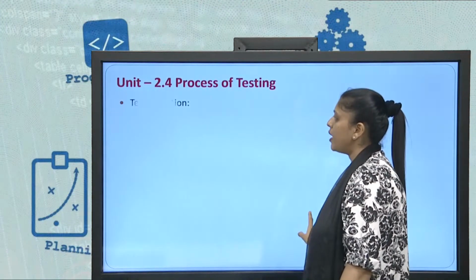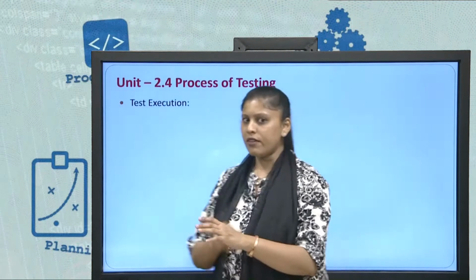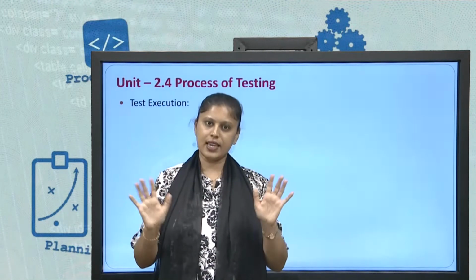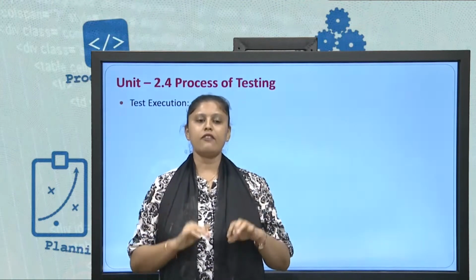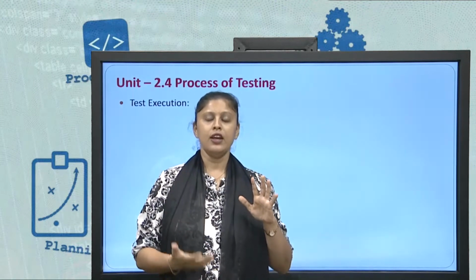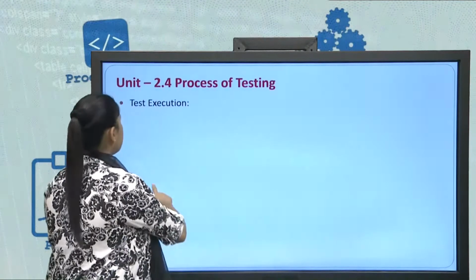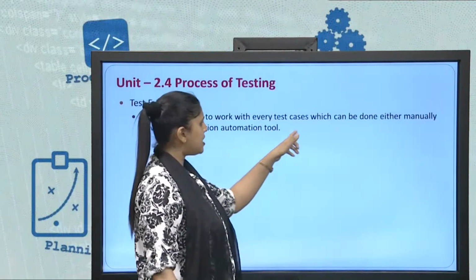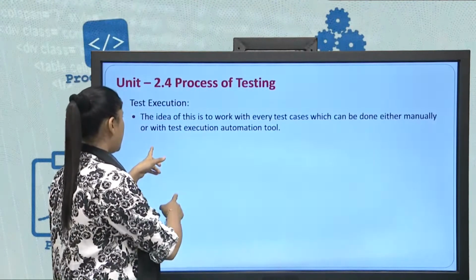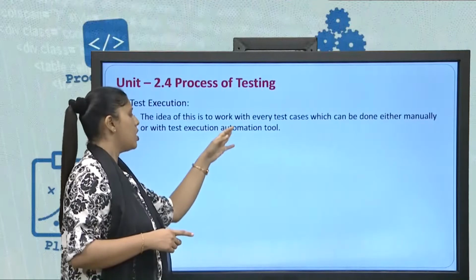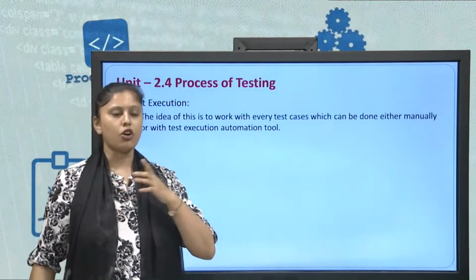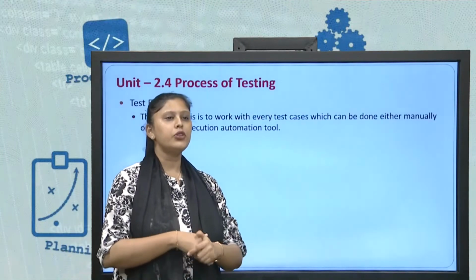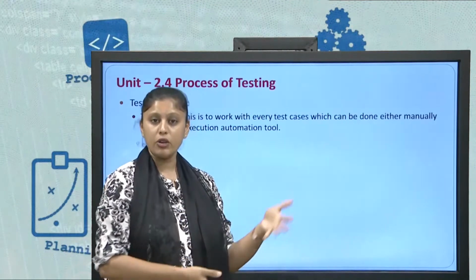Then next is my test execution. Now we have already planned, we already have a specified list, we have already prepared and designed the test cases, and we now start evaluating them. We call it execution, that is test execution. It says the idea of this is to work with every test case, which can be done either manually or with a test execution automation tool. Nowadays there are a lot of automation tools available for testing, so people do not prefer manual testing much.